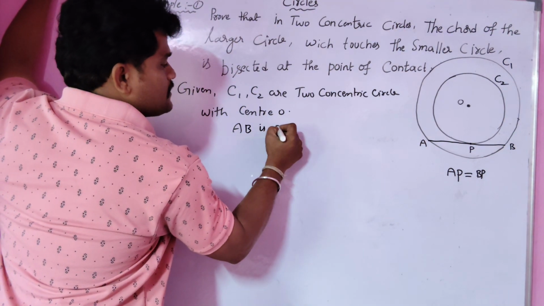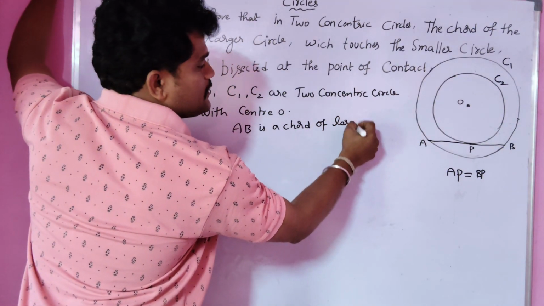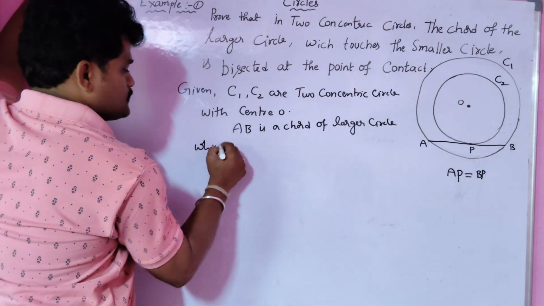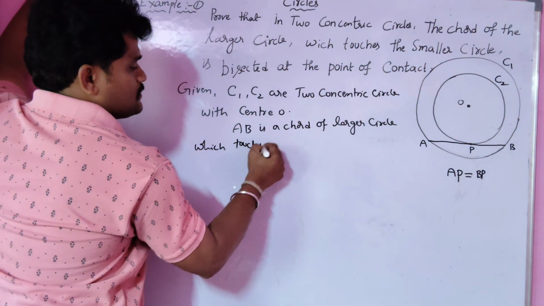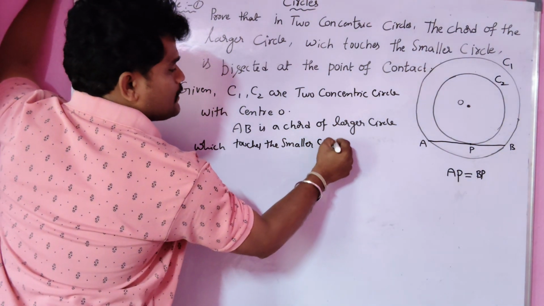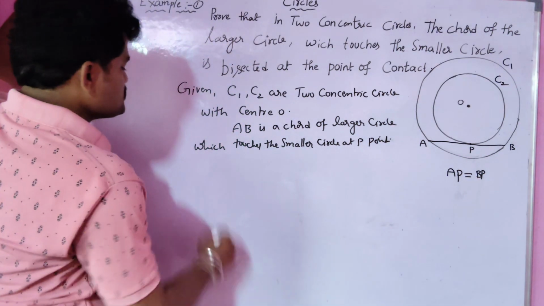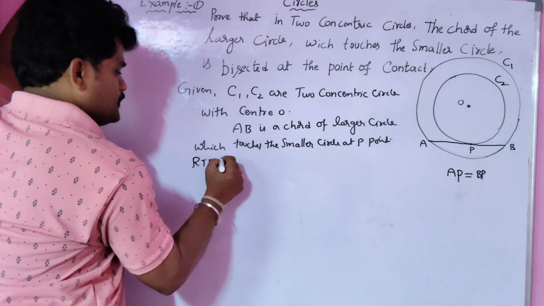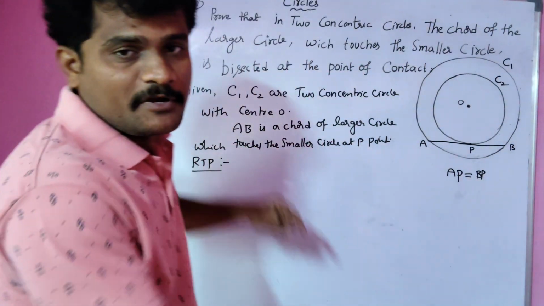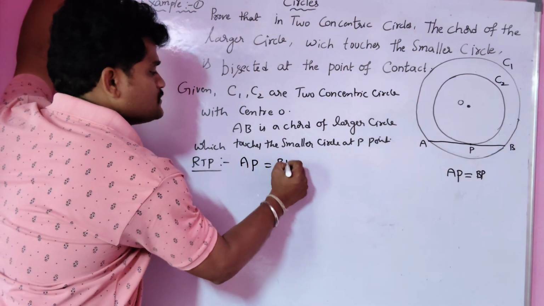AB is a chord of the larger circle which touches the smaller circle at point P. So we need to prove in this question, RTP: at this point of contact, AP is equal to BP, that is, the chord is divided into two equal parts. So RTP is AP is equal to BP. This we need to prove.